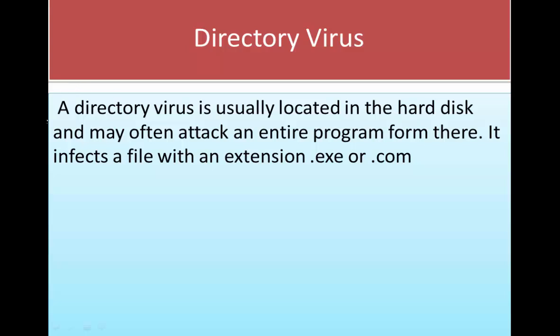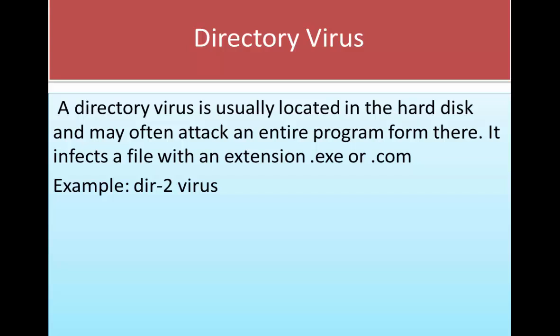So directory means some type of folder where the programs are loaded. So a directory virus is usually located in the hard disk, and may often attack the entire program from there because it's in a hard disk. So any program that is stored in the hard disk can be infected by it, and these infect files that have the extension .exe, meaning executable file, and .com, meaning these are the web pages. These directory viruses affect these files. Example, dir2 virus.